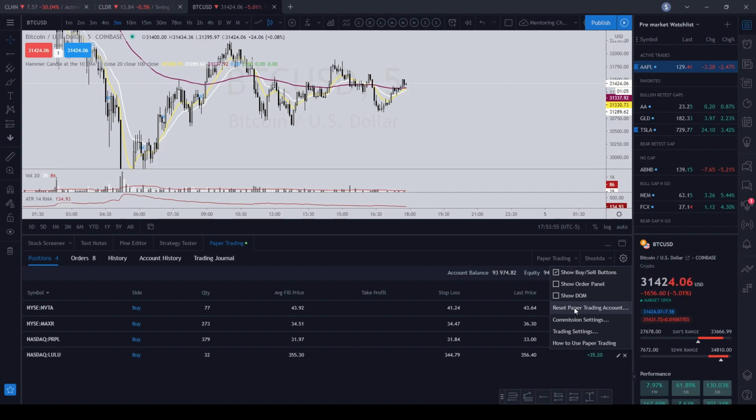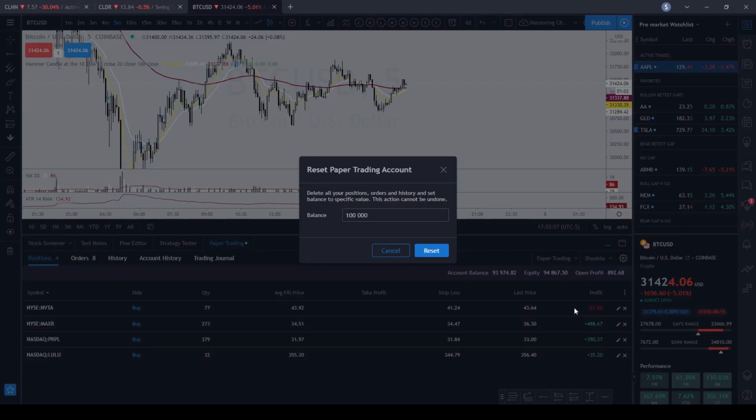Now, this is pretty cool. So if you blow out your account and you want to reset your account, you can do that. You can set the balance to whatever you want and then click reset. Now, if you do that, you are going to close out any of the existing trades that you have. It resets the entire account back to square one.